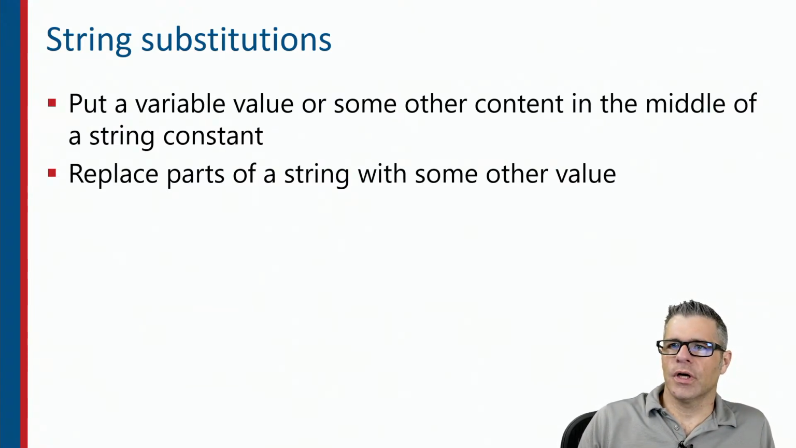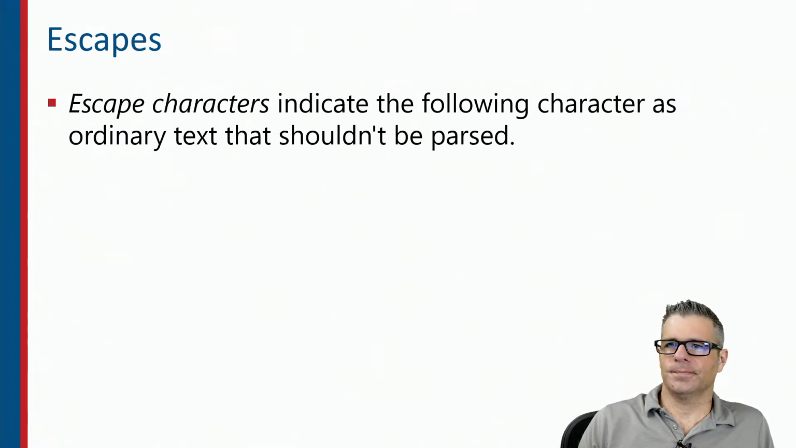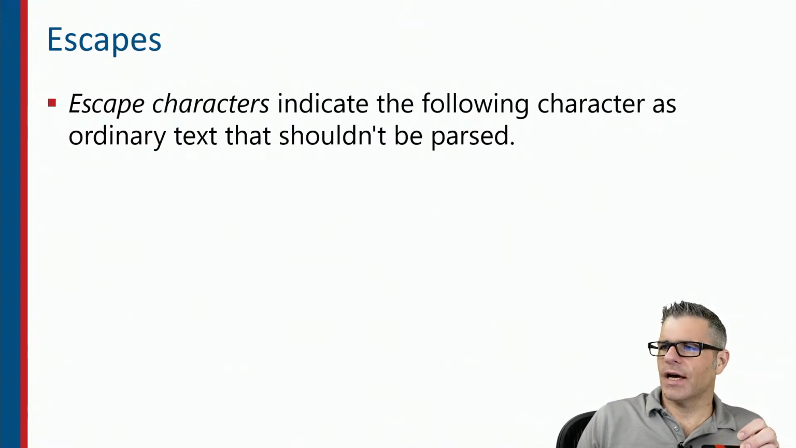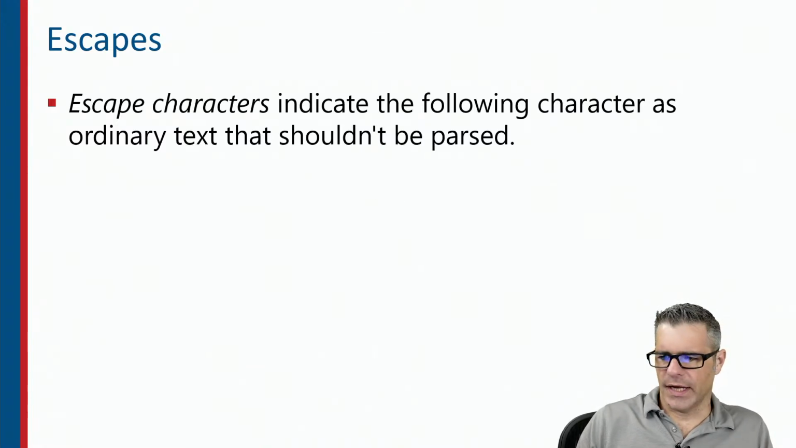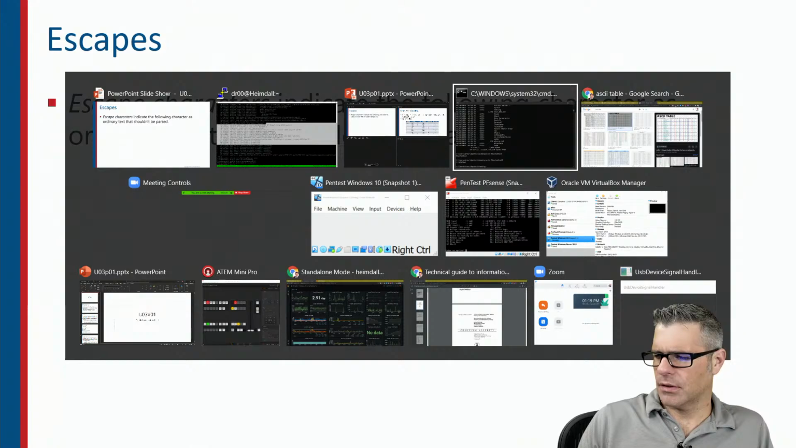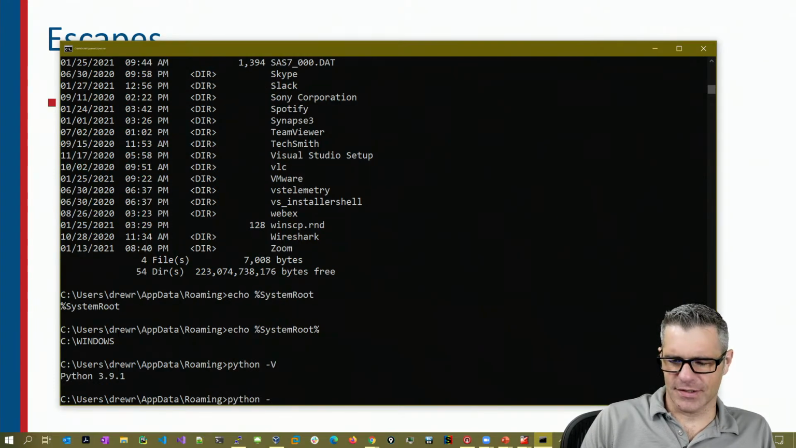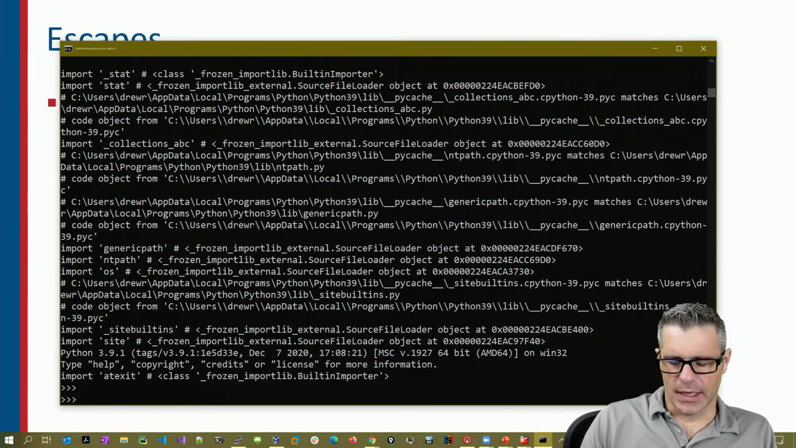Substitution, sometimes useful. Replacing one string with another value, often useful. Escaped characters trip people up. So sometimes you want to use a character in your code that has already been used by the operating system itself. So if I go back into Python here, just for funsies, let's use Python in verbose mode. And I want to print a quote character.